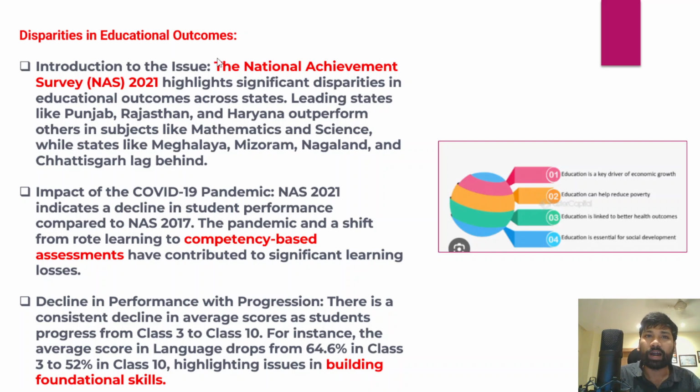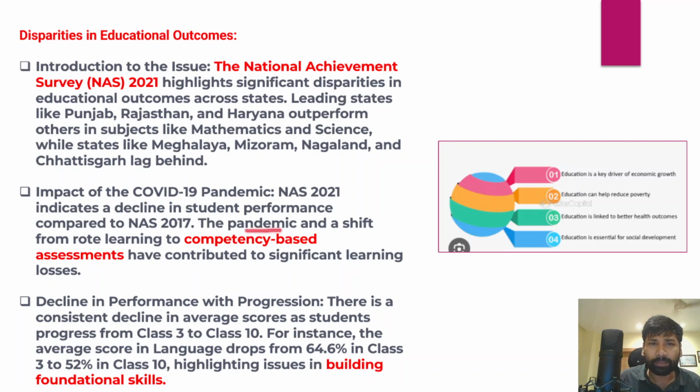However, the educational outcomes are also impacted by the recent COVID-19 pandemic. Now, during the COVID-19 pandemic, what happened? In order to contain the spread of COVID-19, governments imposed lockdowns across the country. The education system was also severely impacted by these lockdowns. The National Achievement Survey 2021 indicates a decline in student performance compared to the National Achievement Survey 2017. Okay, so there was a significant decline in the educational performance of students when we compare NAS 2021 with NAS 2017. This is primarily because of the COVID-19 pandemic, lockdowns and the shutting down of schools.